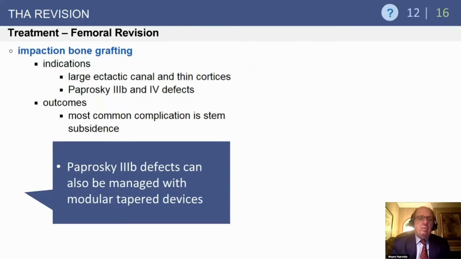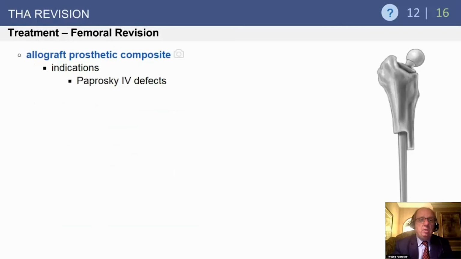3B defects, as we mentioned, less than 4 centimeters, and type 4s. Let's look at the 3Bs first. The use of fully coated stems results in a very high incidence of subsidence. We have now gone to using, in these particular cases, modular tapered devices; many people are going over to them. Impaction bone grafting is still an excellent option, but is not as commonly used in this country anymore. Still used in the United Kingdom.